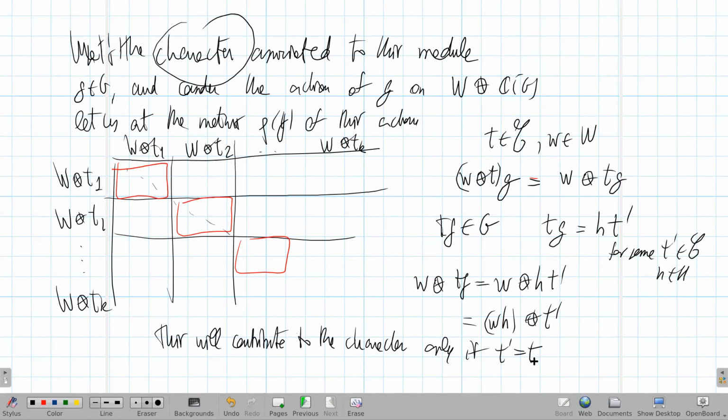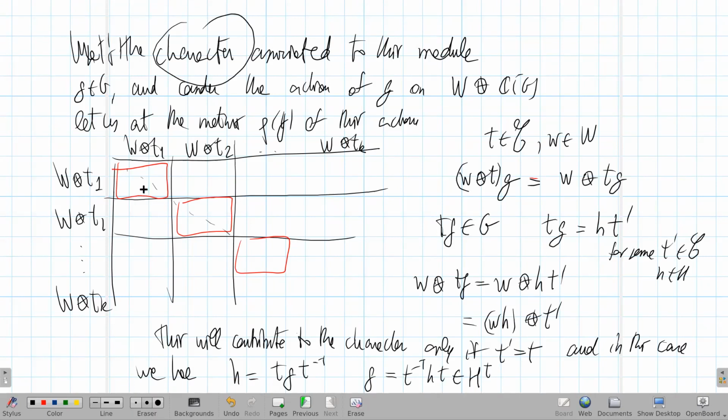Okay, so in this case we have that H, in the case when T prime equals T, is TG T inverse. Or in other words, G equals T inverse HT, which is in the conjugate of H through T. So what happens here? There is a contribution on the diagonal.